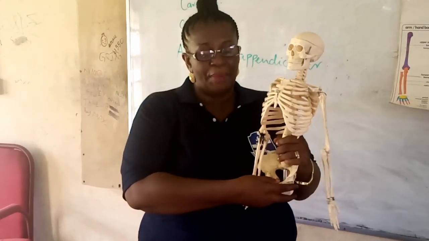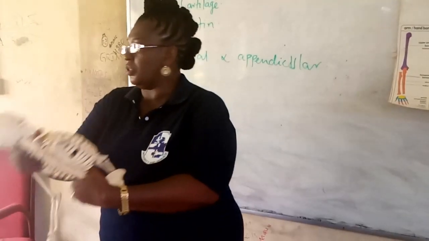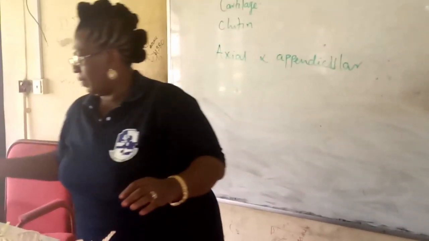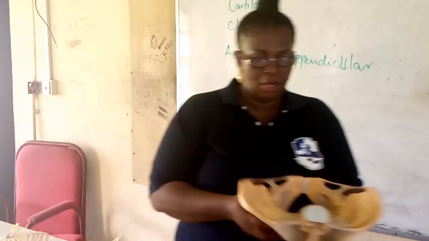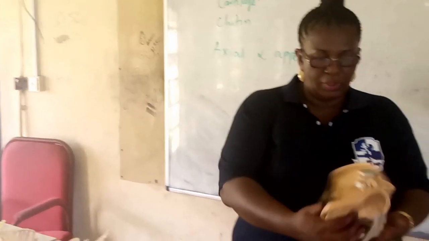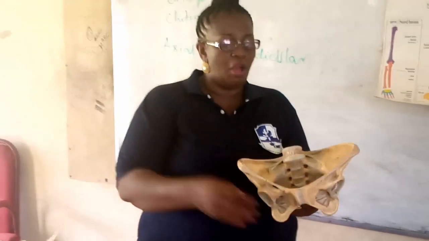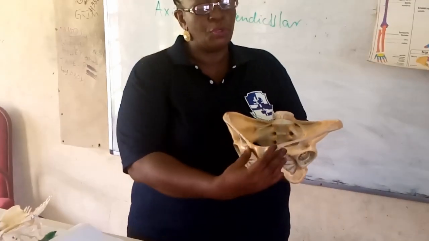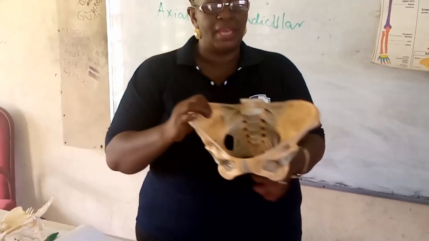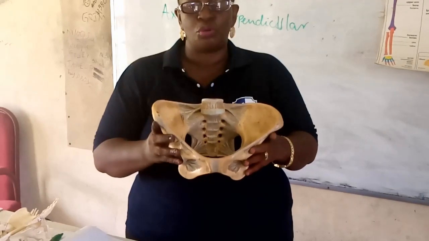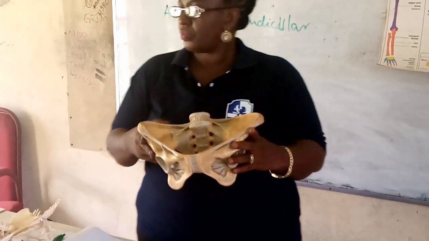Now, the pelvic girdle is around the hip region. It's a bigger structure. It's made up of 3 bones. We have the ilium, the ischium, and the pubis joined together to form a fixed structure also.